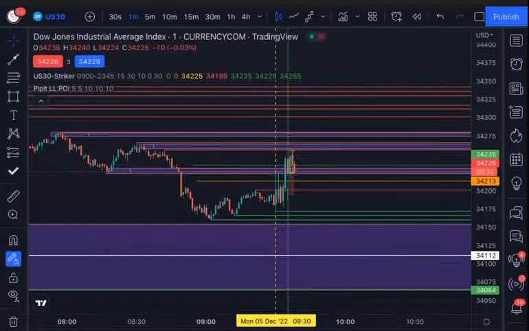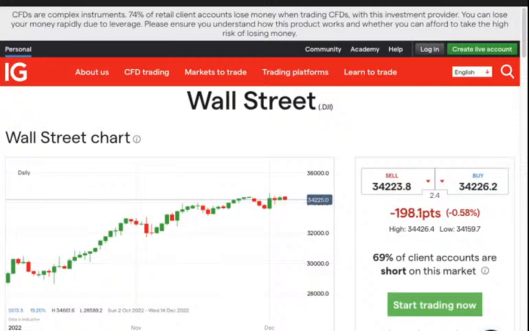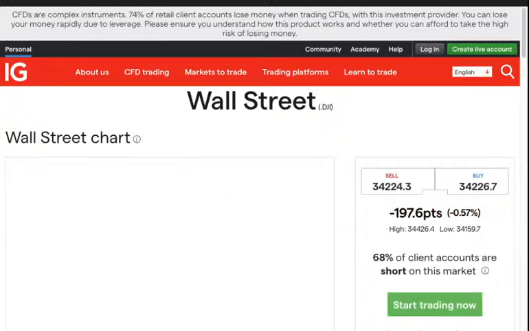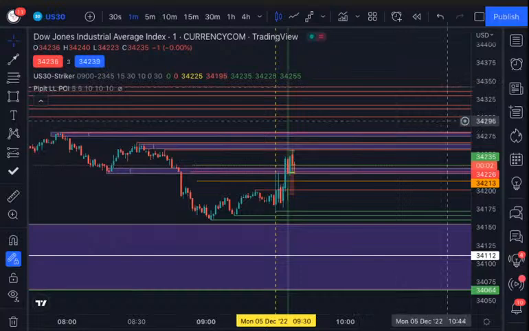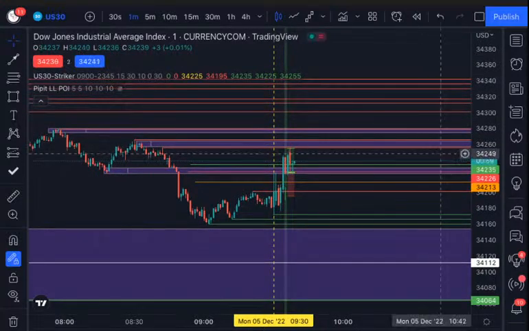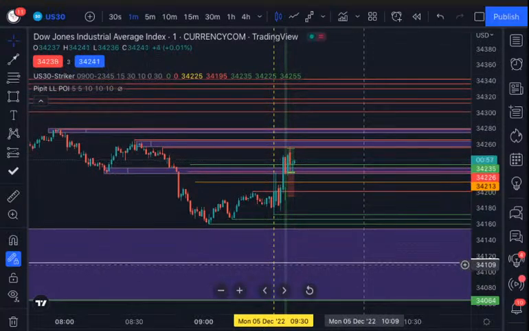The market is still heavily 69% short still. Let me refresh this. 68% short, so some people just got taken out, possibly. It's not too bad. It's trying it, but it doesn't want to give us that strong pull.